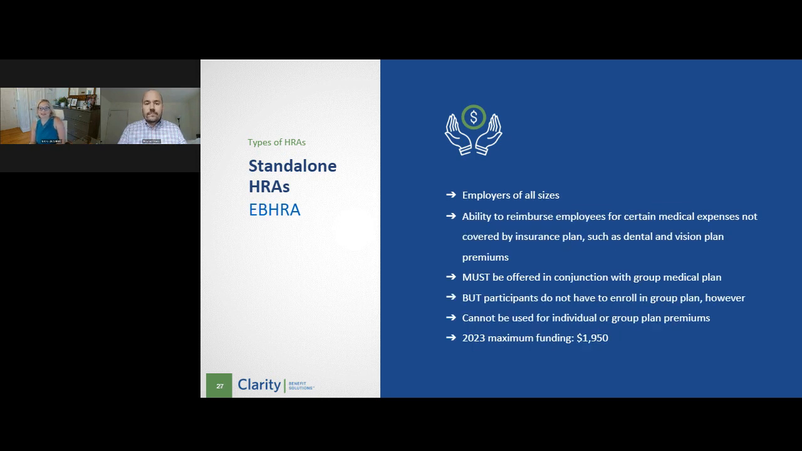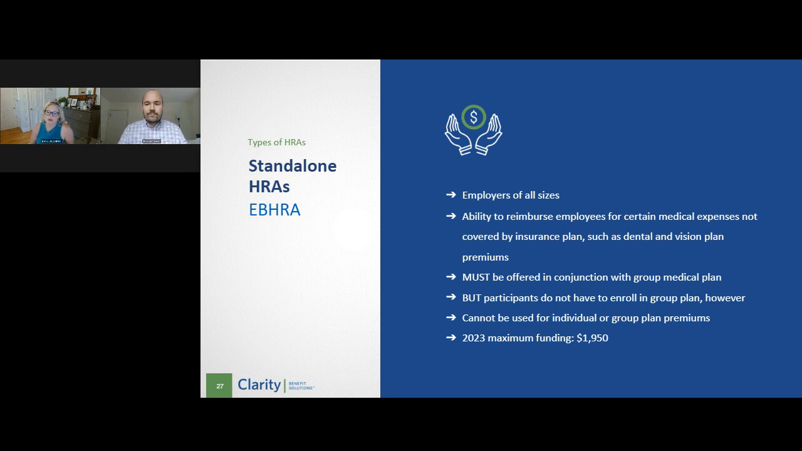So many different pieces. So in 2020, a second new type of HRA was introduced, the Accepted Benefit HRA. It's not growing as quickly as the ICHRA, but you should still be aware of it. We're classifying it with standalone HRAs, but as you'll see, there's a wrinkle here. Basically, EBHRAs allow employers of all sizes to reimburse employees tax-free for certain medical expenses that are not covered or accepted by their insurance plan.